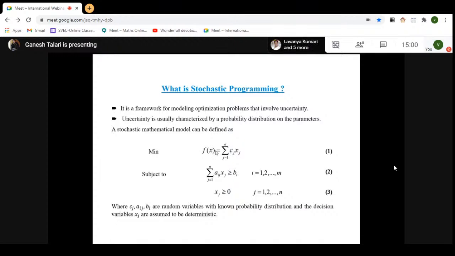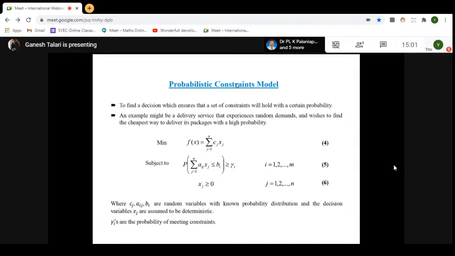The entire objective function will depend only on these three. The entire programming problem will depend on C, A, B only. That's why I am considering these three as random variables, and they follow some probability distribution. Then definitely this entire programming problem will be called a stochastic program. Okay, then when the stochastic program comes into the picture, we come to the probabilistic constraints.